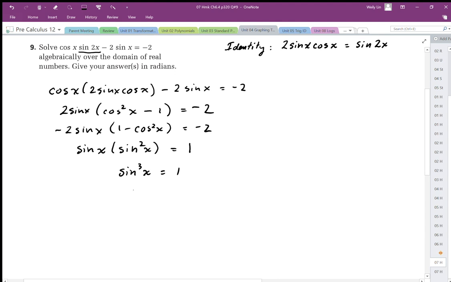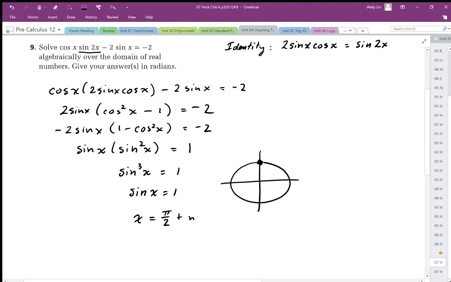Cube rooting both sides, I get sine x equals 1. Sine x is equal to 1 only at 90 degrees, so x is equal to pi over 2. The domain over all real numbers means I need to do the repetition, so it's going to repeat itself. I have to go around the whole circle till I get another solution again, so it's going to be 2 pi n, and again n is an element of integers.